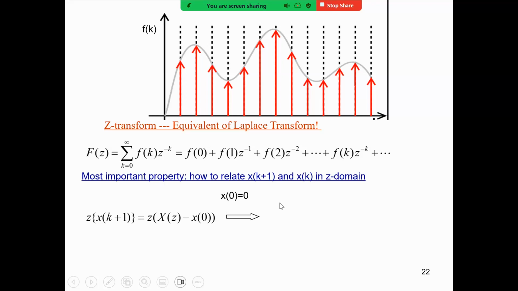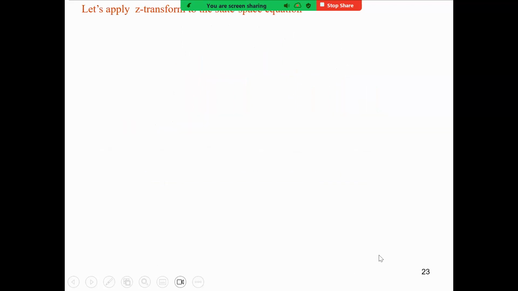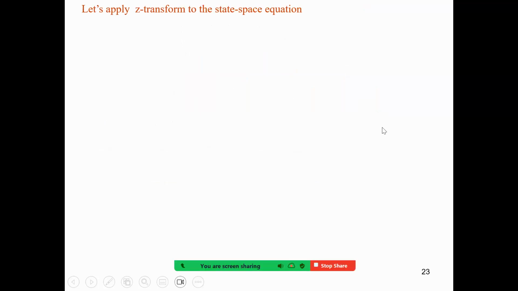And then we derive the interpretation of the Z, right? We say, okay, when x0 equals 0, to have this one, how do we interpret it? Z is a time shift operator, and Z to the minus one is the delay shift operator. Okay, then we say with that one, we apply the Z transform, we can get the solution.